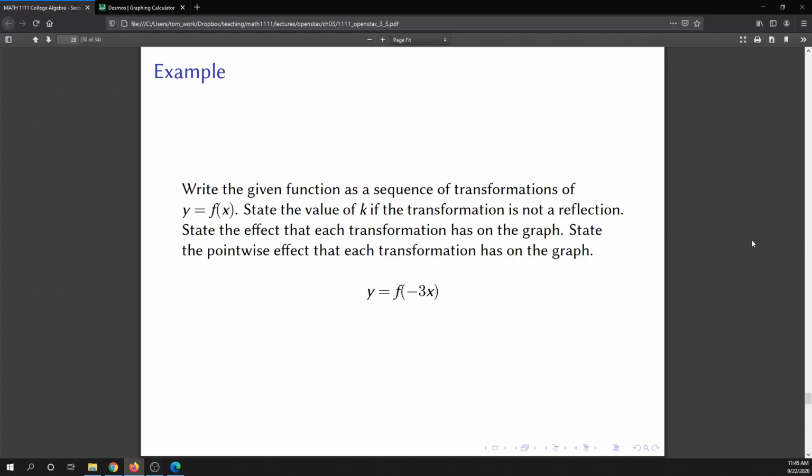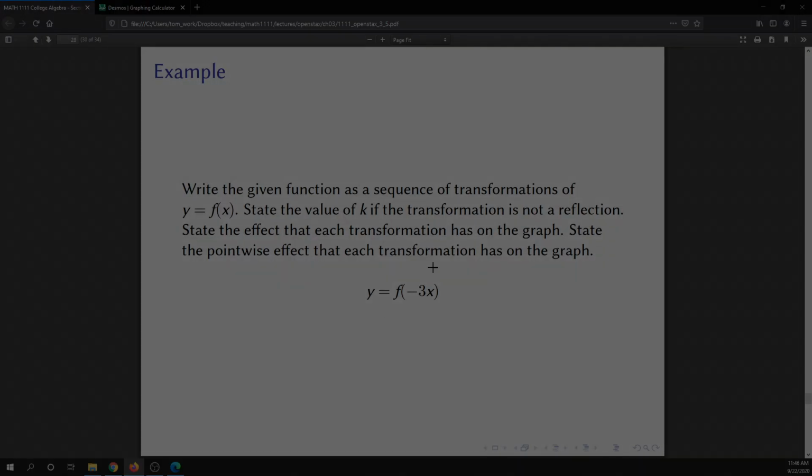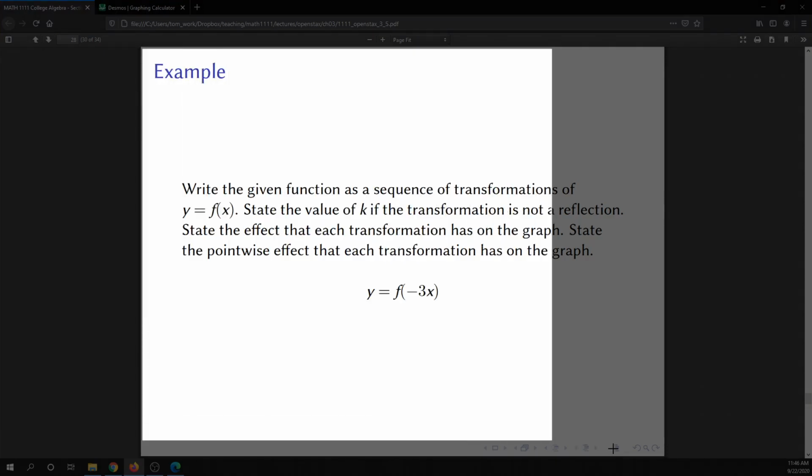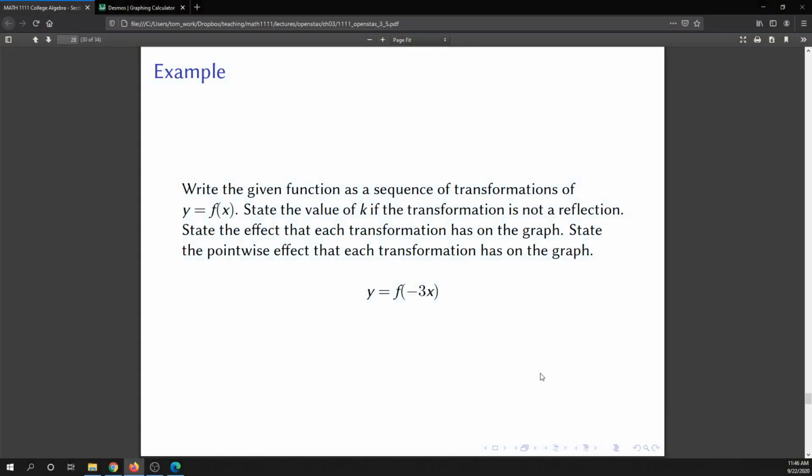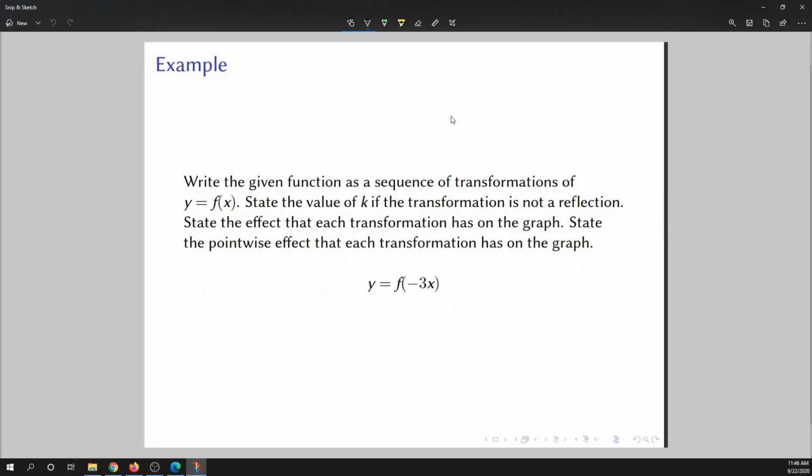In this video, we are going to do an example of a sequence of transformations problem. Starting from y equals f of x, we want to apply a sequence of the six transformations that we talked about to wind up with this. So that's the first thing that we need to do in this problem.